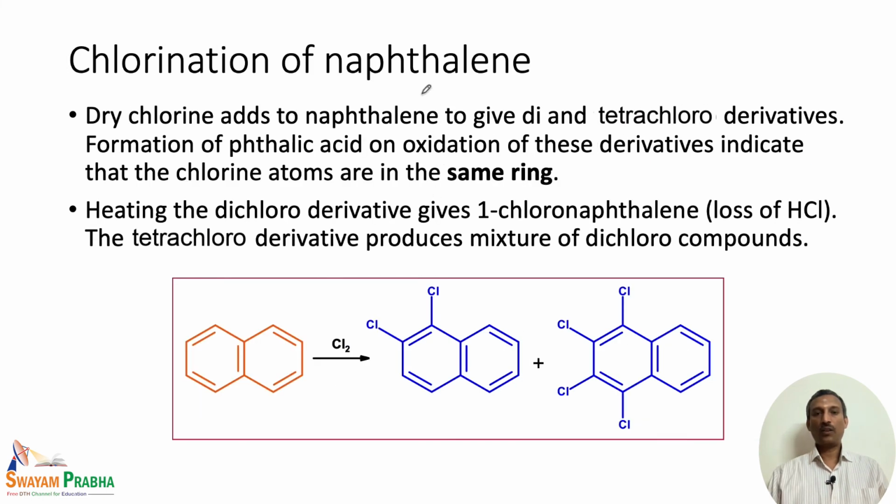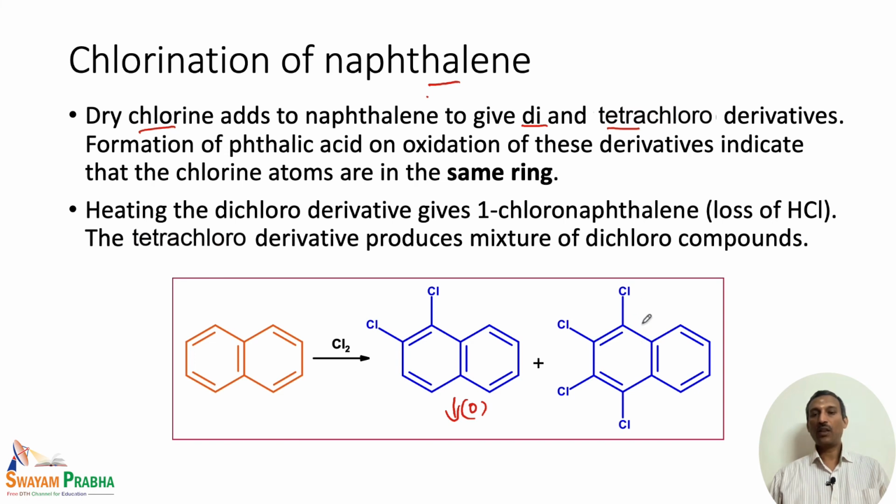The next one is a chlorination reaction. Here we are talking about dry chlorine as the reagent. Dry chlorine adds to naphthalene to give di and tetrachloro derivatives. From the oxidation of these two products, for example, if we oxidize this compound, we end up with phthalic acid as the product. And here also, when we oxidize this particular compound, we end up with phthalic acid as our product.